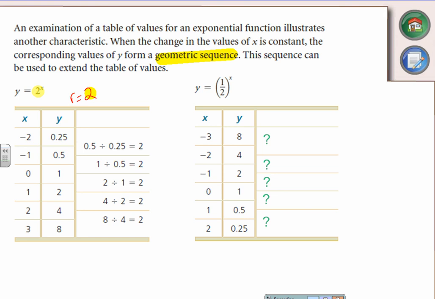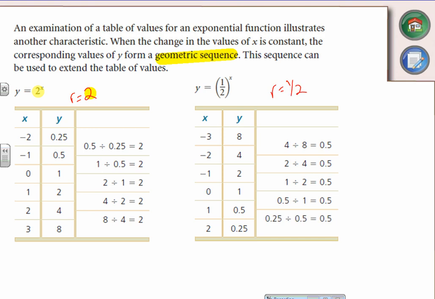And let's look at what happens when we go with the 1/2. Again, 4 divided by 8 gives us 0.5, 0.5, 0.5, 0.5, 0.5. That means our r is 0.5, or 1/2. And again, hey, that's the same.